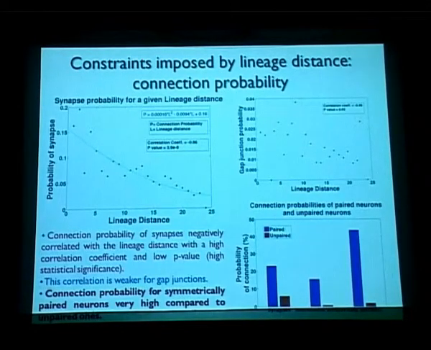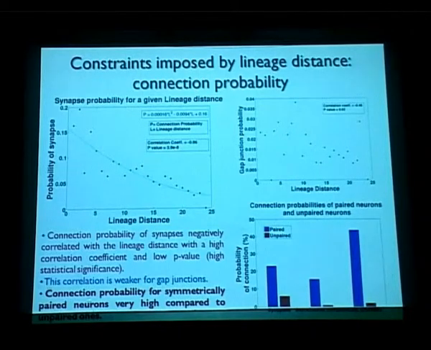The next thing we looked at is constraints imposed by lineage distance when it comes to connection probability, and the most noticeable thing is that the connection probability of synapses falls as lineage distance increases. In fact, the p-value is extremely low with a very good correlation coefficient. This correlation is much weaker for gap junctions. As you can see, there's hardly a trend there, and that's borne out also by the p-values.